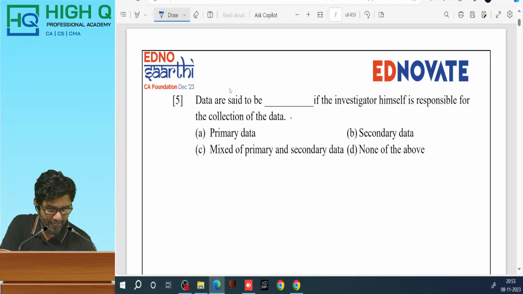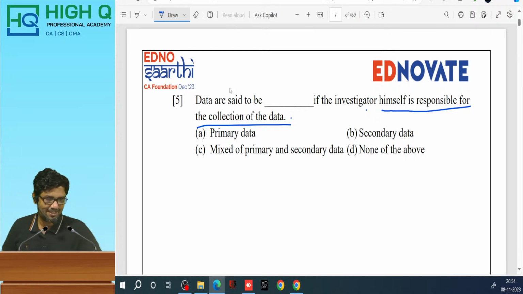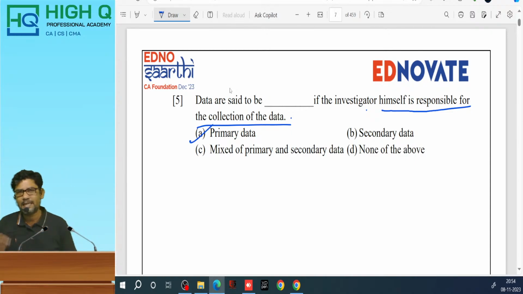Data are said to be dash if the investigator himself is responsible for the collection of data. The investigator himself. Wow, Chota Bhim, right. Yes, Atulya. Yes, Infinite Love. Praveen, yes. Next. I promised you 3 marks. Out of 5 questions, I promised you 3 marks. With that lecture, you can get 3 marks, I said. Minimum 3 definitely you are going to get with that particular 1.5 hours, my dear.